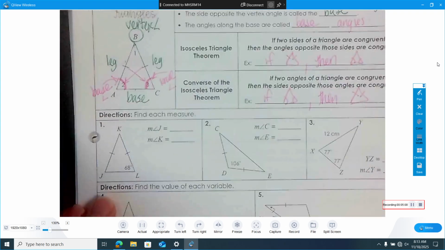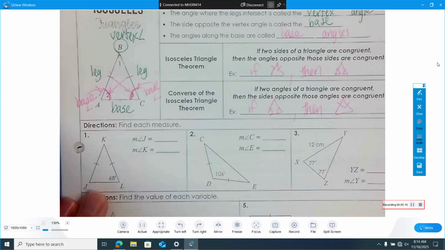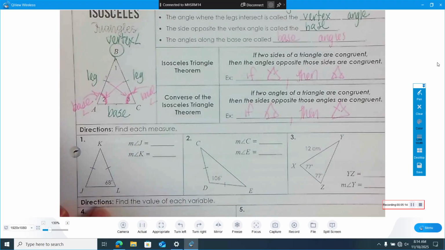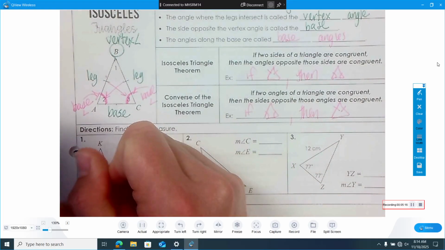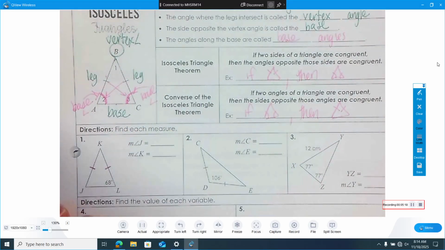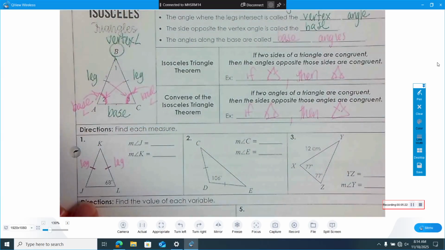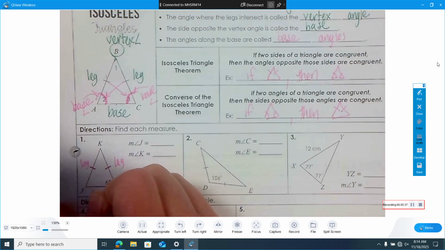So for instance, let's look at these couple here. So number one, we want to find each measure here. And we have two congruent legs. So these are both the legs, two legs of our triangle. And so what's the base? Would the measure of J be 68? It would be, absolutely. But my question was, what is the base? JL. JL is the base.